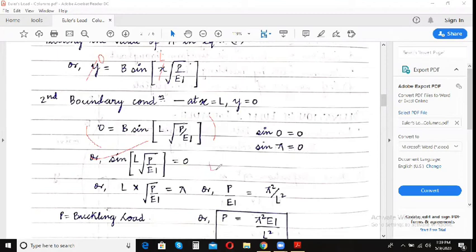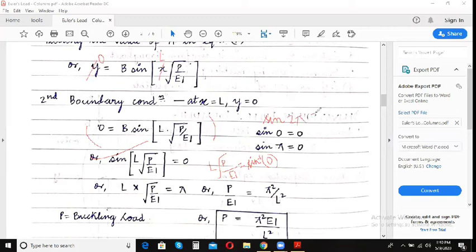From here, you have to just interchange the sine component. L root over of P by EI is equal to sine inverse 0. The sine inverse 0 is of which values or which degrees? See, sine 0 is equal to 0, sine 180 or sine pi is equal to 0, or you can also say that sine 2 pi, sine 3 pi, all these values are going to be equal to 0.